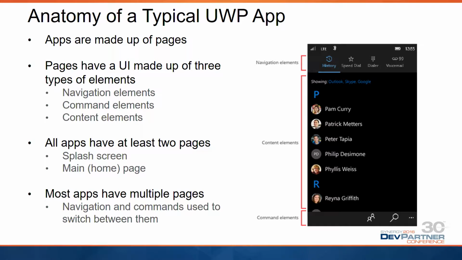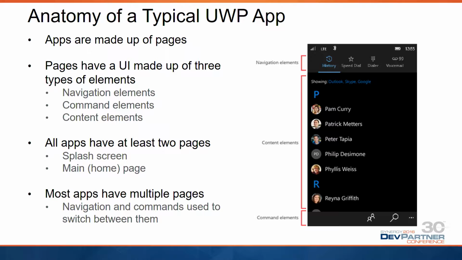A little bit about the anatomy of a typical UWP application. Applications typically are made up of what are called pages, and pages have UI. This isn't a hard and fast rule, but most UWP applications have certain elements: navigation elements that help you navigate around the application, command elements where you're selecting, go make something happen, and then content elements that are presenting information to the user and allowing the user to interact with that information.